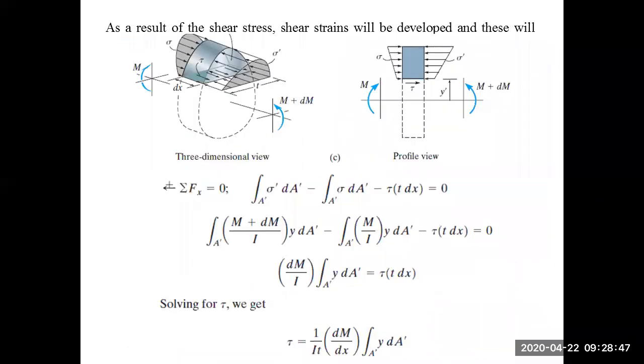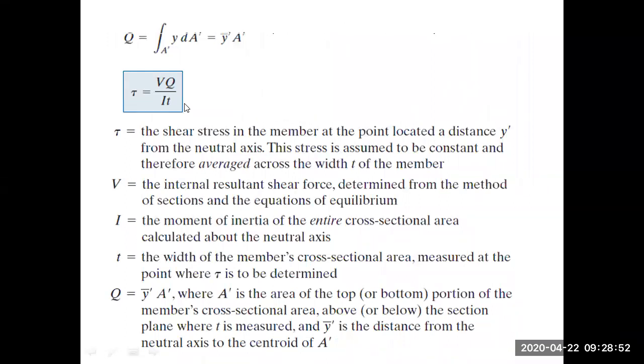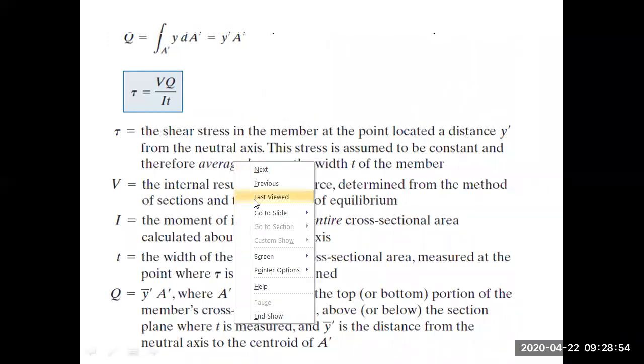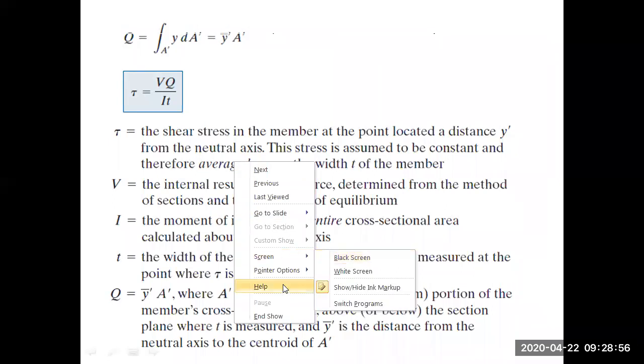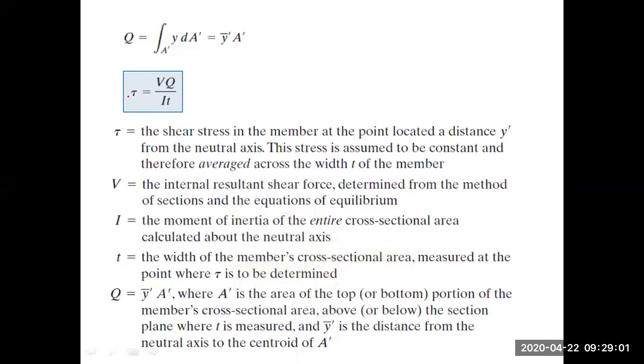Then we come immediately to the formula of shear stress. How do we calculate shear stress? We have this formula. Tau is the shear stress, and V is the shear force. The shear stress unit is megapascal, which is Newton over millimeter square. Shear force is in kilonewton; we convert it into Newton.